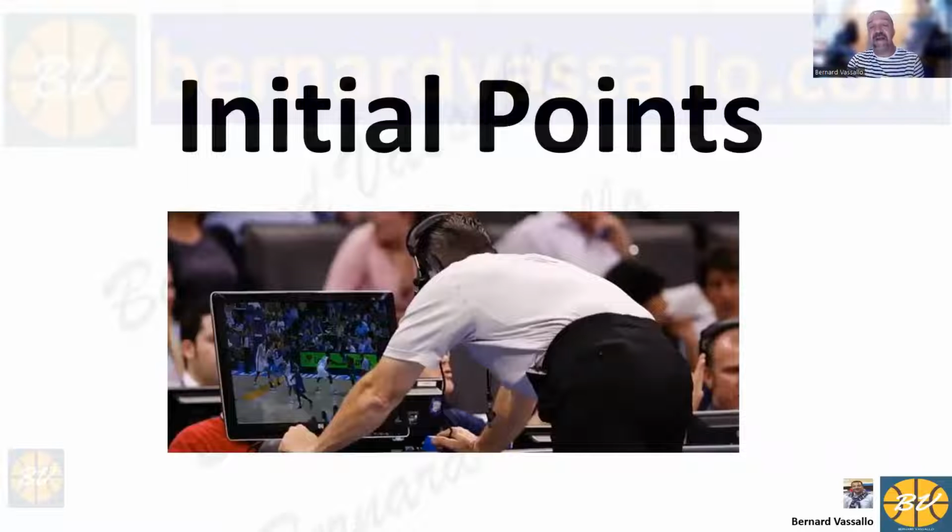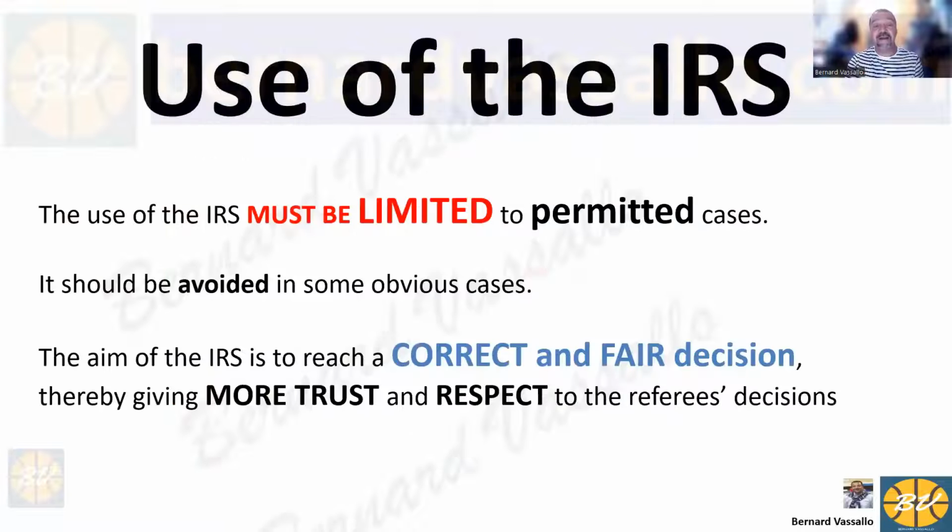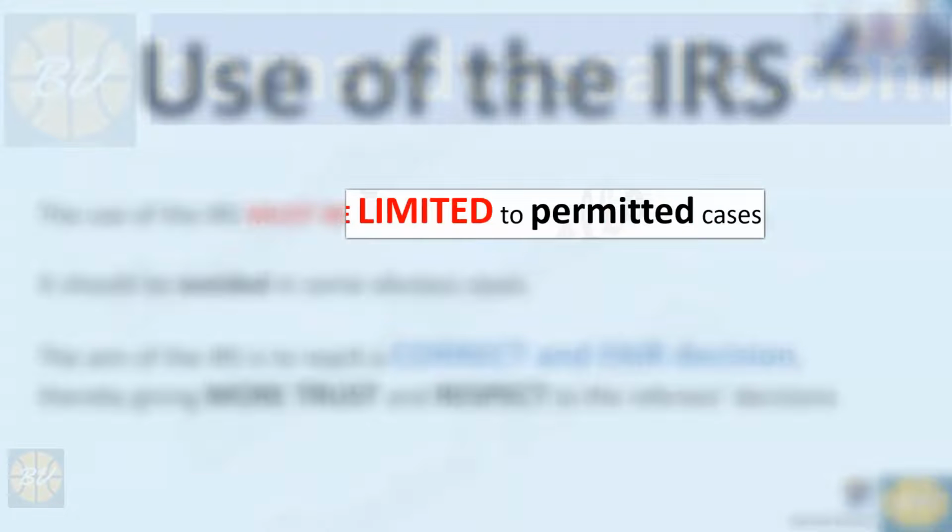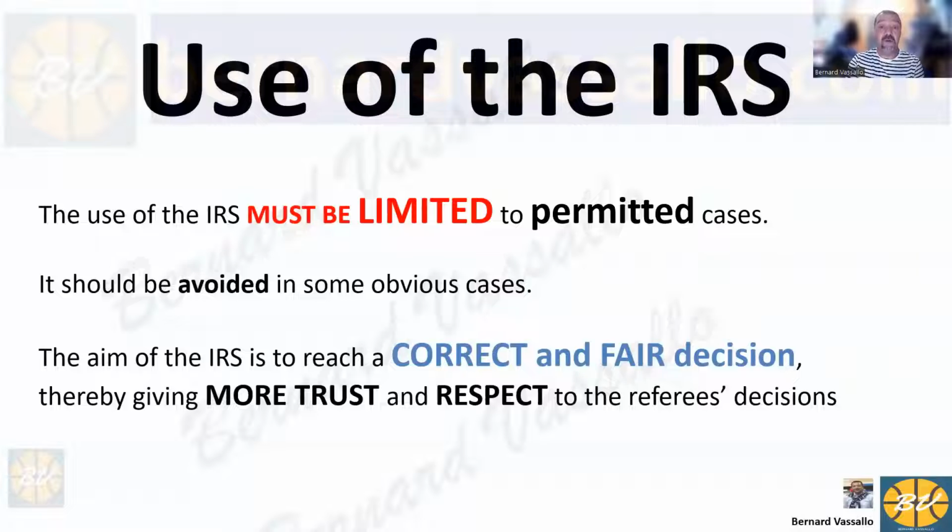So the initial points that could be stressed as regards the usage of the IRS, very important points, although they might look and seem logical, is basically that the use of the instant replay system should be limited only to the permitted cases, as highlighted also in the rules of the game, and the use of the IRS should be avoided in all the remaining cases. These permitted cases are going to be explained briefly in the next couple of minutes.